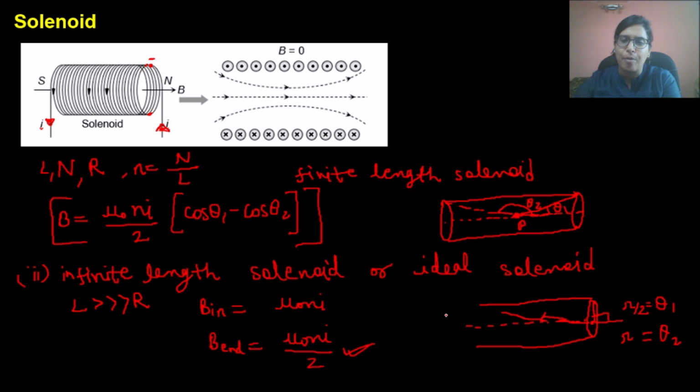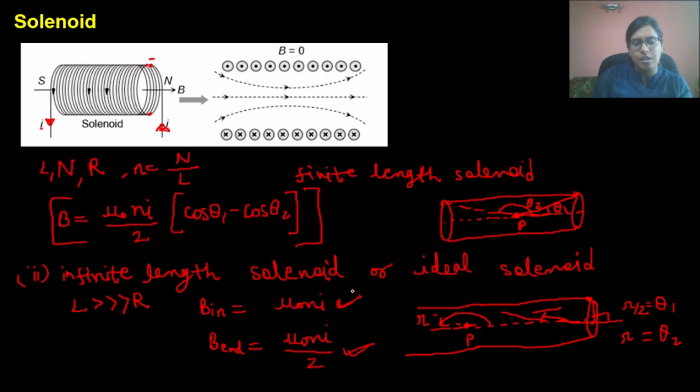Now for an inside point, suppose here is an inside point. The angle this point makes with this end will be around 0 because it is an infinite length solenoid, and with the other end the angle will be near pi. So cos 0 is 1, cos 0 minus cos pi will be 2. So it will be mu naught Ni.